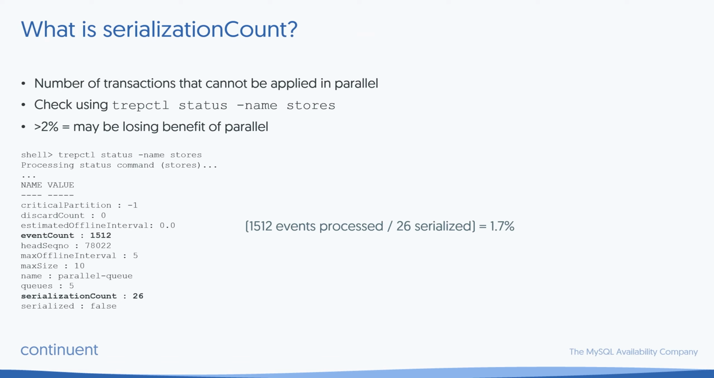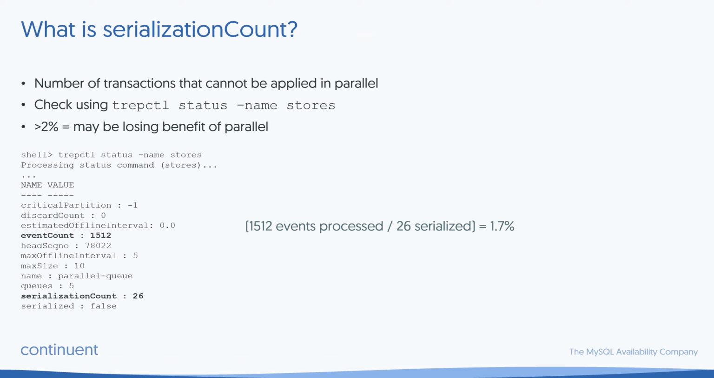You can detect the number of transactions by looking at the serialization count parameter. So you can issue the trepctl status -name stores option as shown here on the screen, and that will give you an output similar to the example here. This example shows that the replicator has processed 1,512 events, that's the value of event count, and of those 26 were serialized, that's the value of the serialization count. Calculate that as a percentage and it shows 1.7% of transactions in this example were serialized.